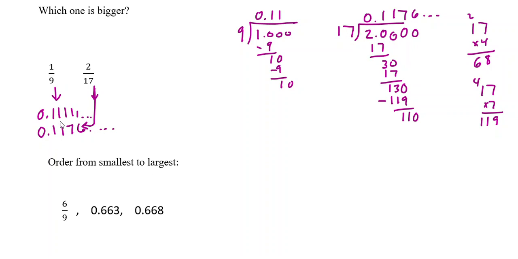And so how do we know which one is bigger? Well, we first look at the ones place, and they're equivalent, both 0. And then the tenths place, they're equivalent, both ones. Then the hundredths place, both equivalent, 1/100th. And then we look at the thousandths place, and the 1/9 has a 1 in the thousandths place, but the 2/17ths has a 7 in the thousandths place. So 2/17ths is just a teeny bit bigger than 1/9.